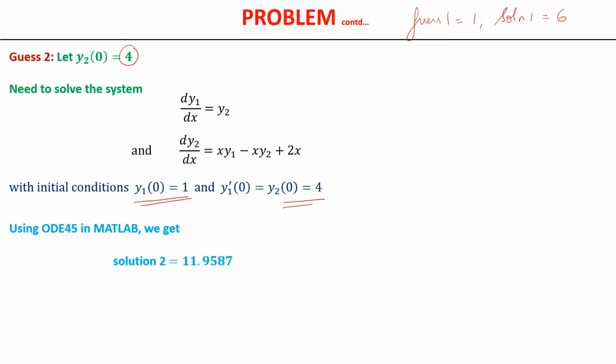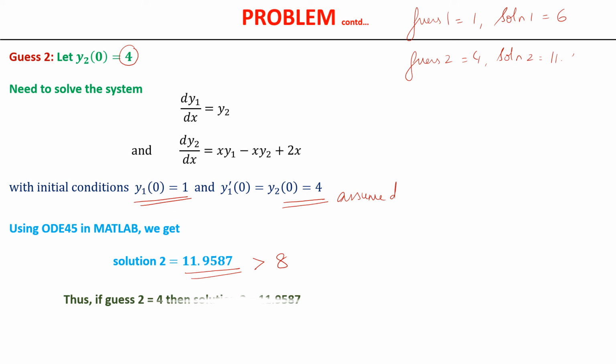And this is the value which we have assumed. So what are we getting by using ODE45 in Matlab? I'm getting solution 2 to be 11.9587. So it's way beyond 8. It's greater than 8. So in taking guess 2 to be 4, my solution 2 here is 11.9587.